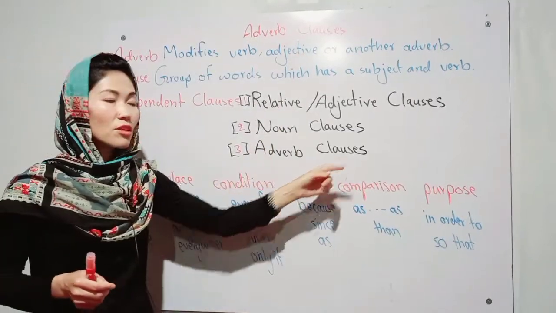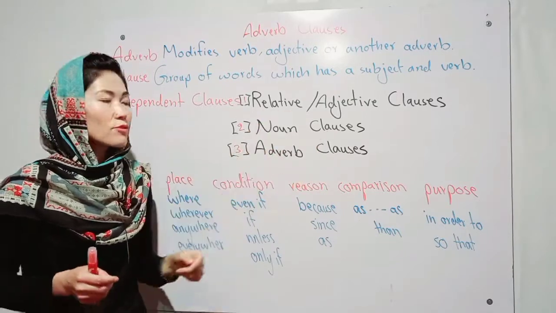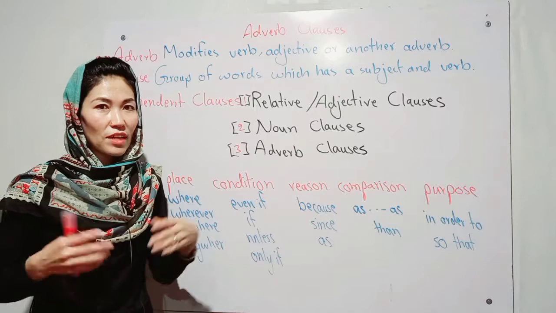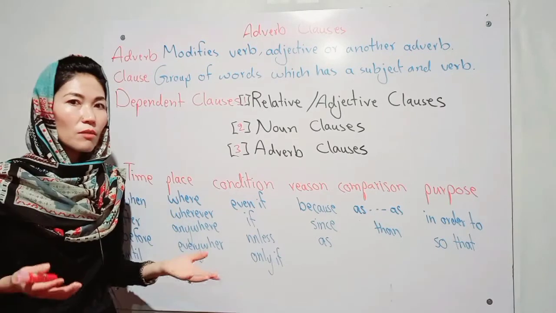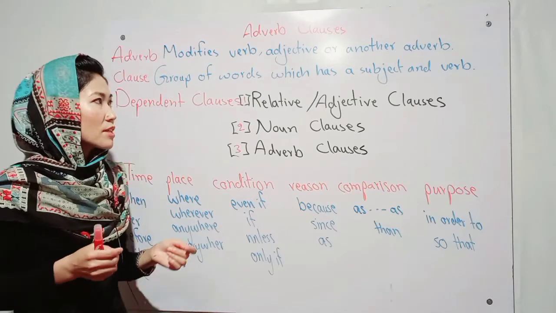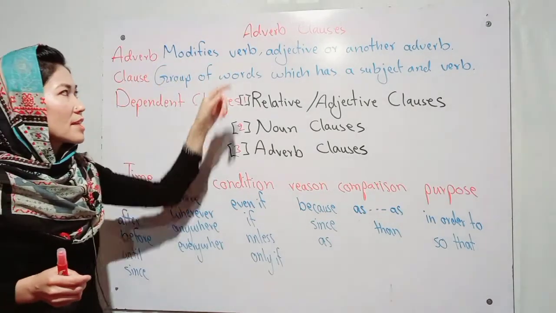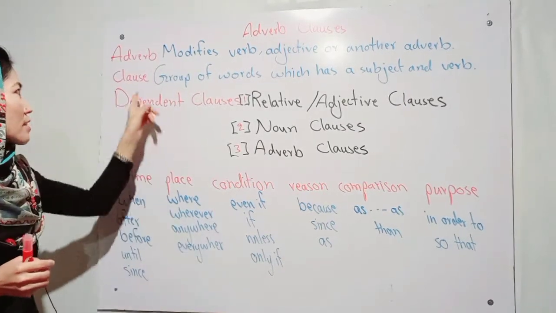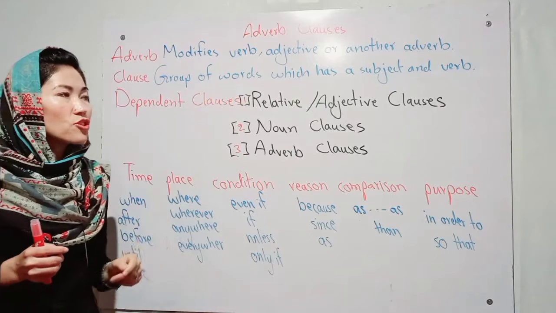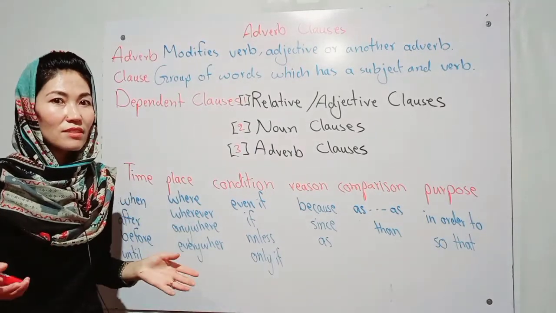Although adverb clauses are different from noun clauses and relative or adjective clauses, and their functions are different, you will understand them all by the end of this video. So let's get started. First, what is an adverb? An adverb modifies a verb, an adjective, or another adverb. And a clause is a group of words which has a subject and a verb. Always say this is a clause.